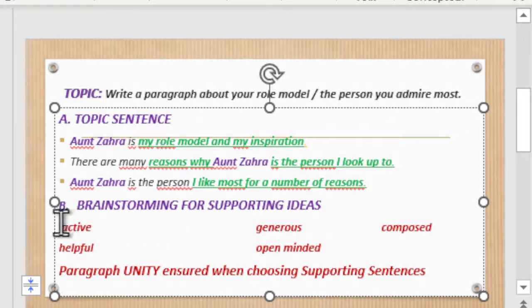So as you can see here, all these supporting ideas contribute to paragraph unity. There is not a single idea that does not show why I like Aunt Zahra. Good.